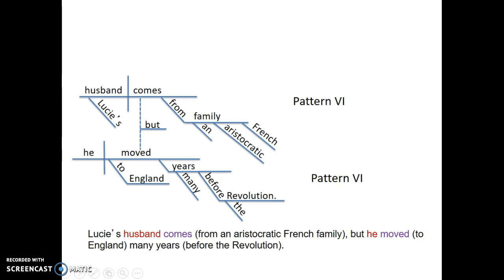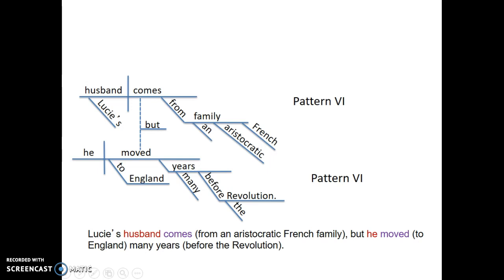We can put the possessive Lucy's underneath husband, and then it tells us where he comes from. And so we're going to diagram that below the verb. He comes from a family, and then it has the 3 modifiers below. The second clause, we'll do that and then deal with how we're going to connect things.